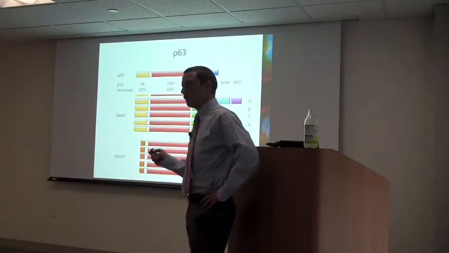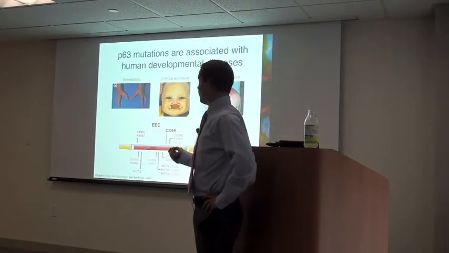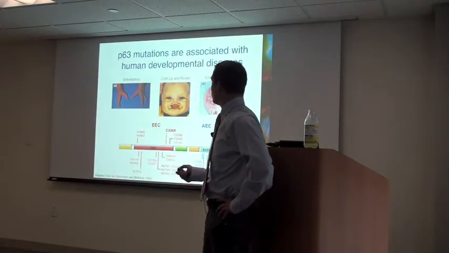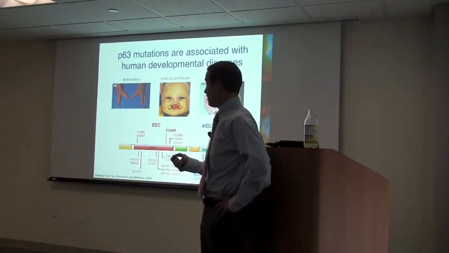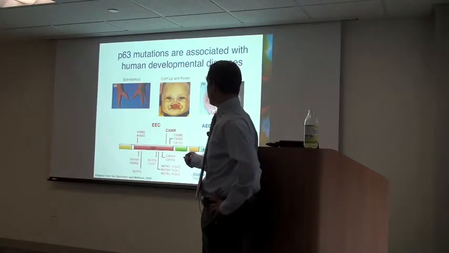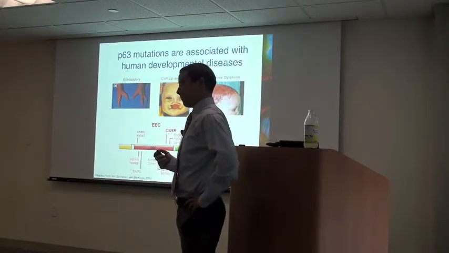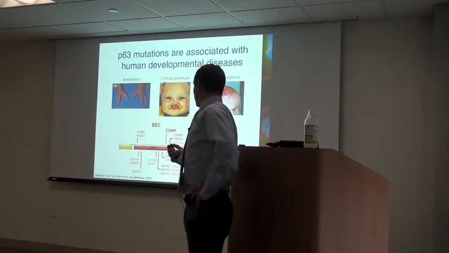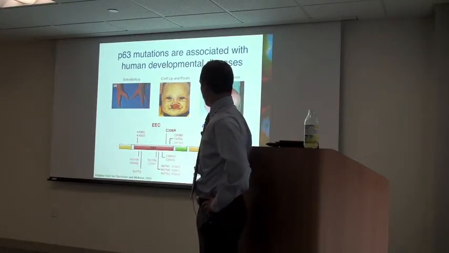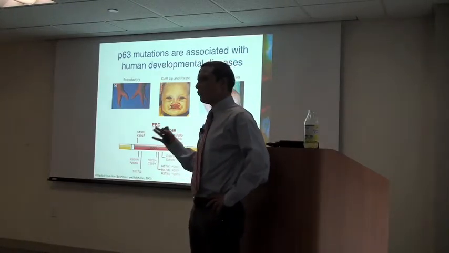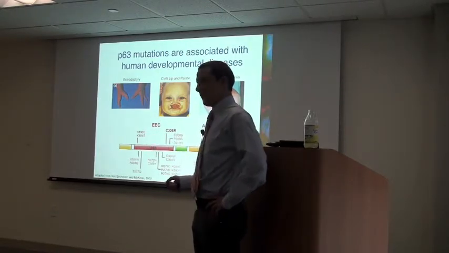From the very beginning, it was clear that P63 is very important for development because P63 mutations are strongly associated with human developmental diseases, which are generally characterized by ectrodactyly, cleft lip and palate, ectodermal dysplasia, and a few other developmental symptoms. And what's very interesting is that specific syndromes, like the EEC syndrome or the AEC syndrome, are associated with specific mutations in specific domains of the protein.